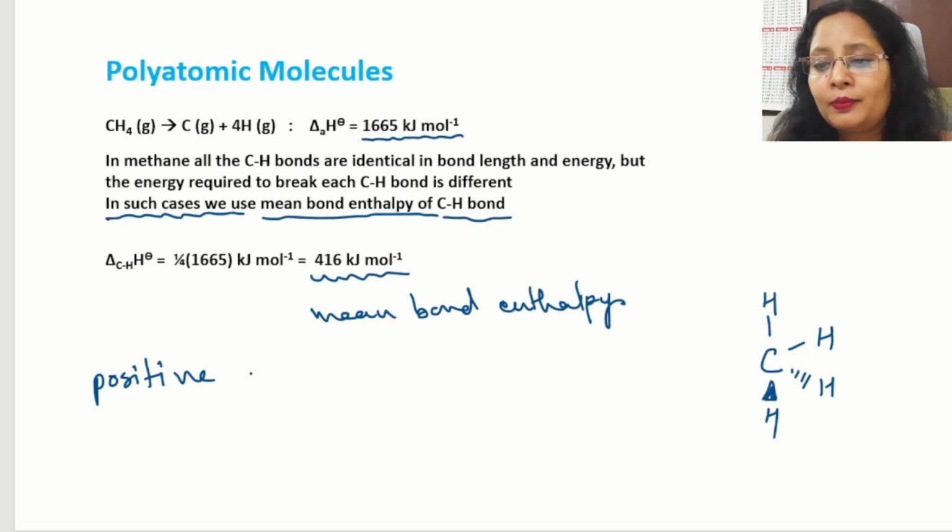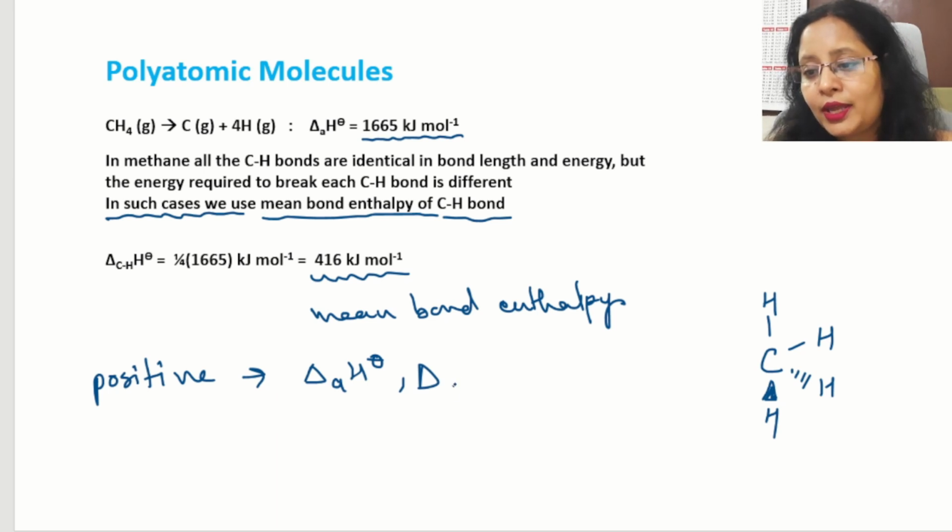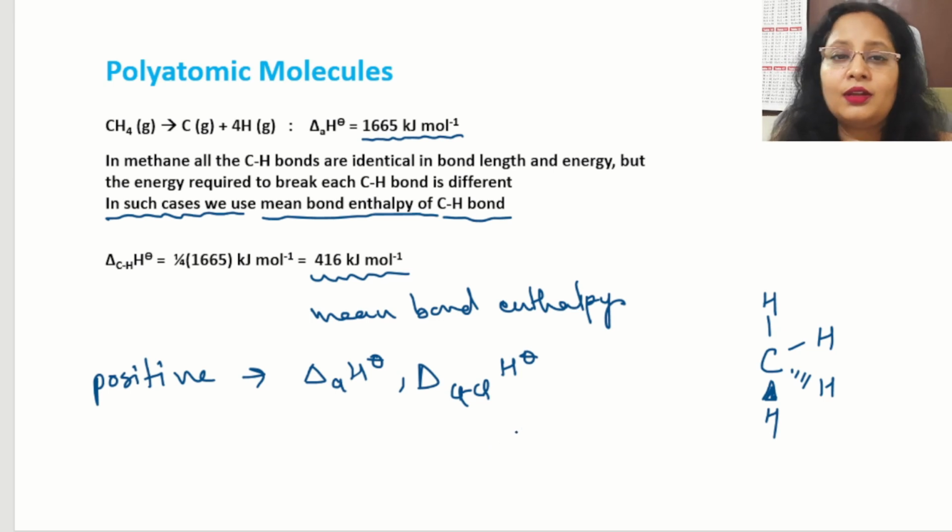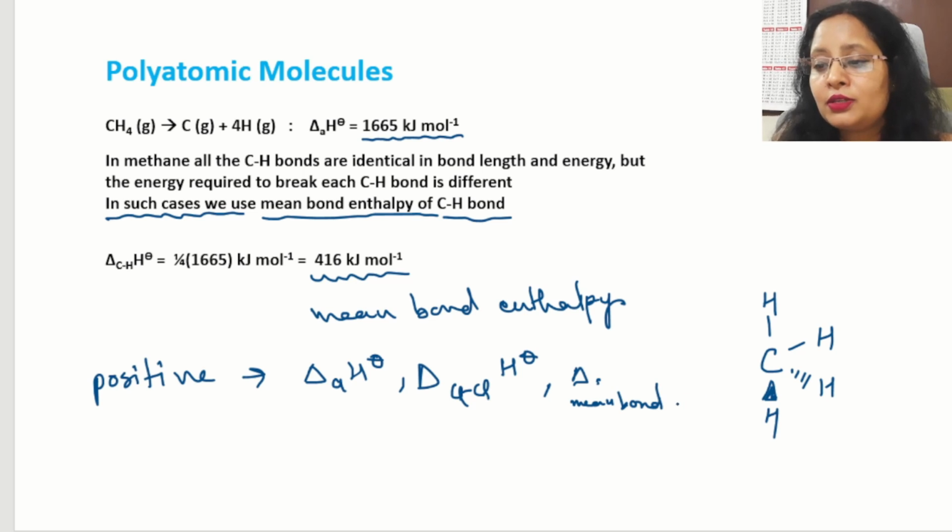So all the enthalpies, like delta H standard and delta bond enthalpy, for example for chlorine and fluorine in bond dissociation enthalpy, this is known as bond dissociation energy. If it is for chlorine, it is Cl-Cl. If it is for hydrogen, H-H, like that we will mention. For mean bond enthalpy also, we mention it fully as mean bond enthalpy. So it is also positive.